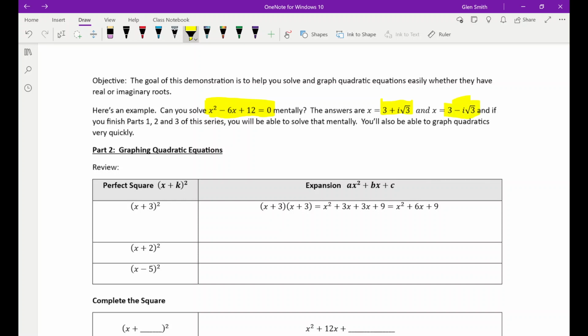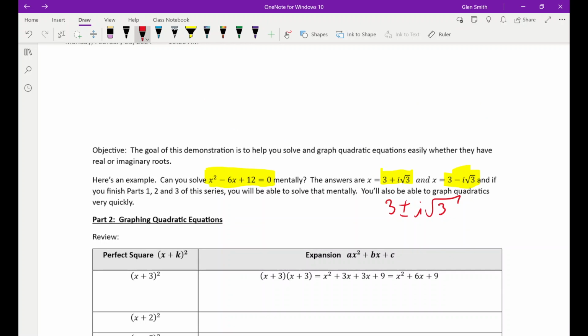So you might also write that a lot of times, obviously, in your math classes, as 3 plus or minus i root 3. That's two of them. Okay. Alternatively, you could be doing the quadratic formula. Again, this is just to motivate why. Why is this even a good trick?